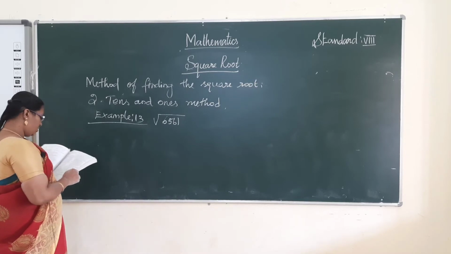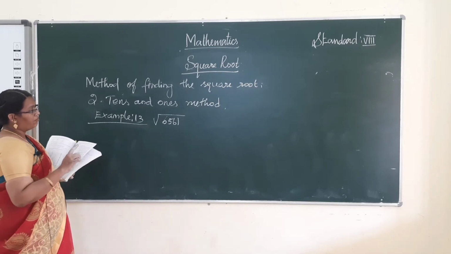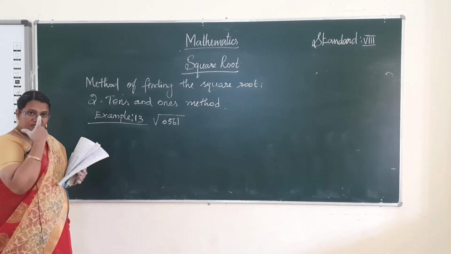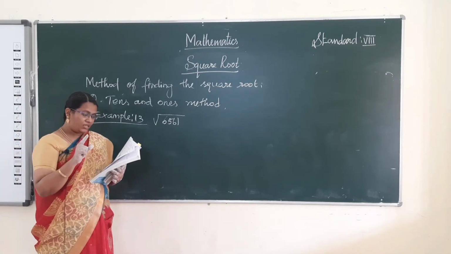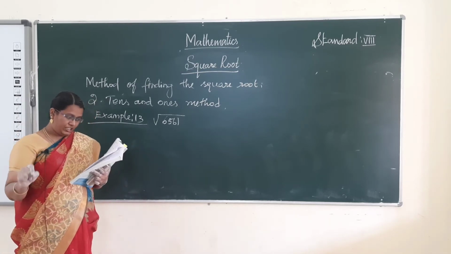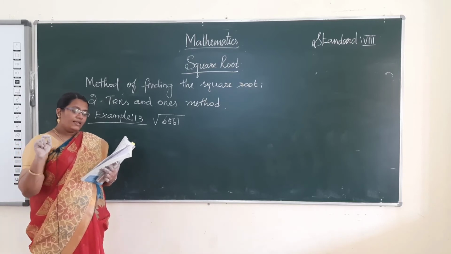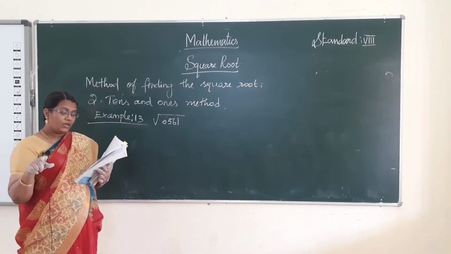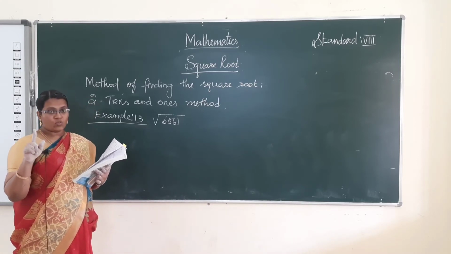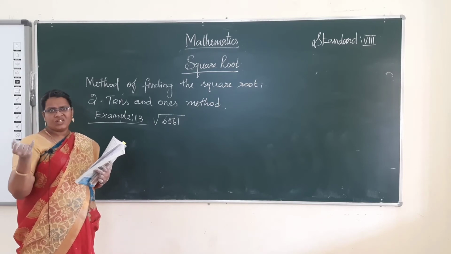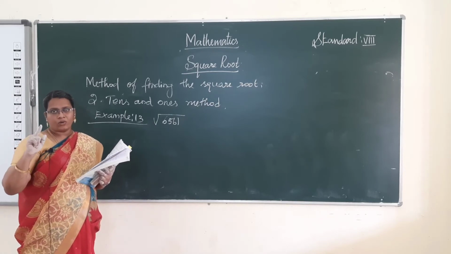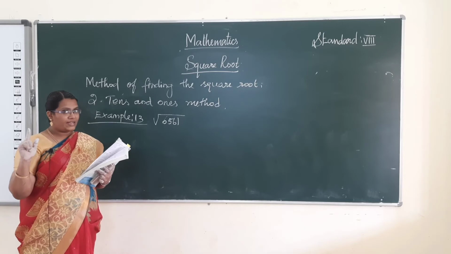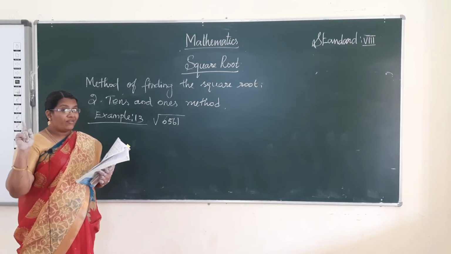First, observe the ones digit of the given number. The first step is to observe the ones digit of the perfect square and determine the digit in the ones place of the square root, as discussed earlier. Here the ones place is 1. What are the possibilities? It is either 1 or 9, because 1 squared is 1 and 9 squared is 81, and the ones place of 81 is also 1.